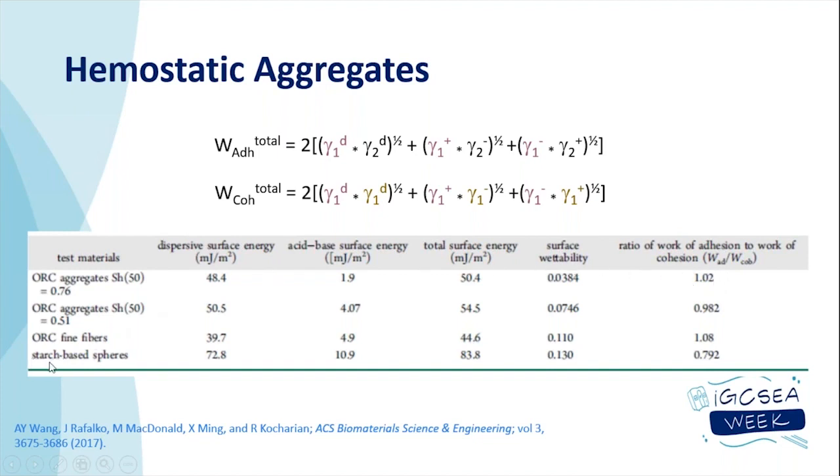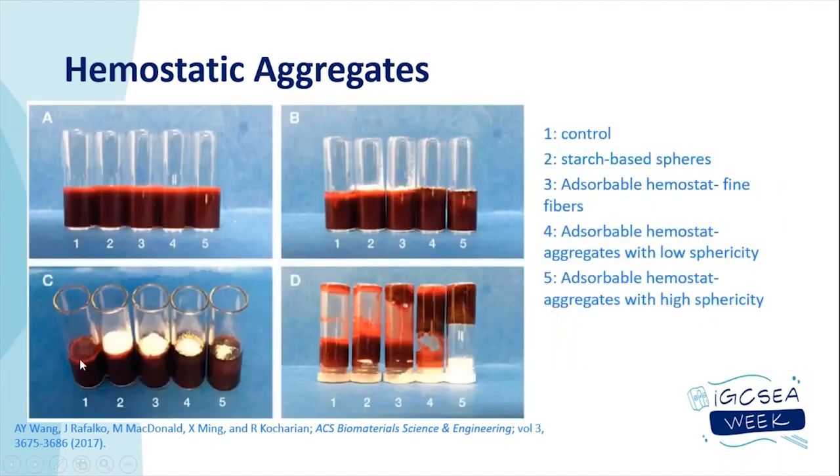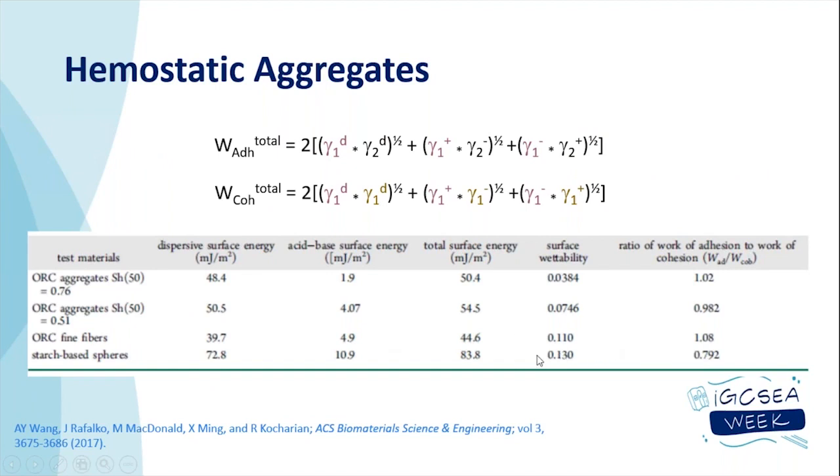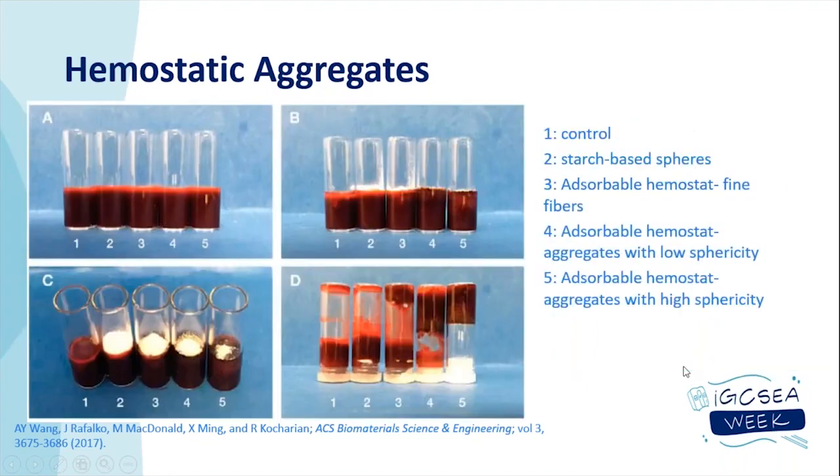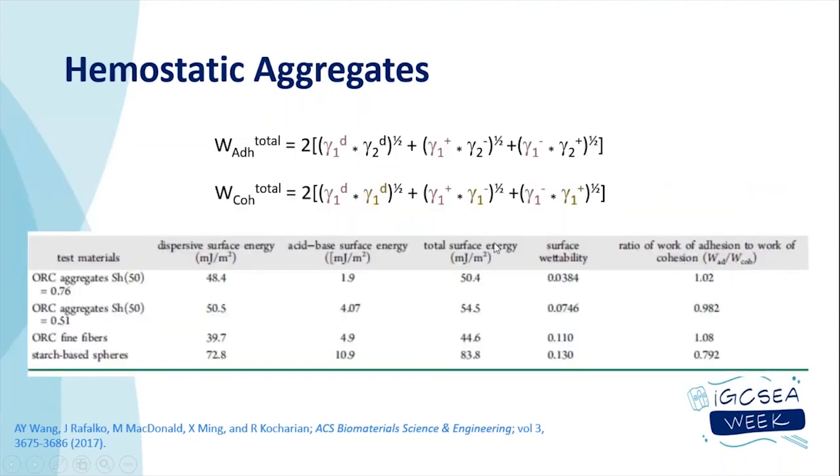We can see the starch-based spheres, which if we go back here, do a poor job, show a much lower adhesion to cohesion ratio. It's much further away from 1. And the spherical ones, which were the best, had the closest value to 1. That means the surface energy of the coagulants is very similar to the surface tension of blood, so they will want to interact with each other as opposed to segregating and not interacting, which is what we see with the starch-based spheres.